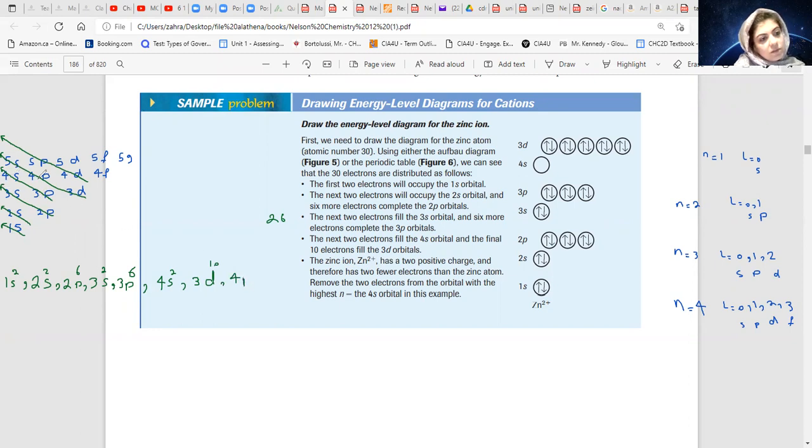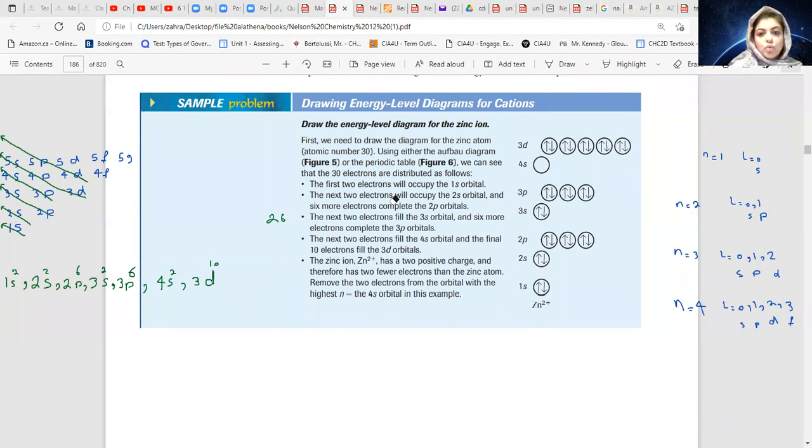3p, yeah. After 3d, let's go to the 4p. So I'll just count that to see. This is 10. Here is 20, 30. So here is 30, so we just don't need that.